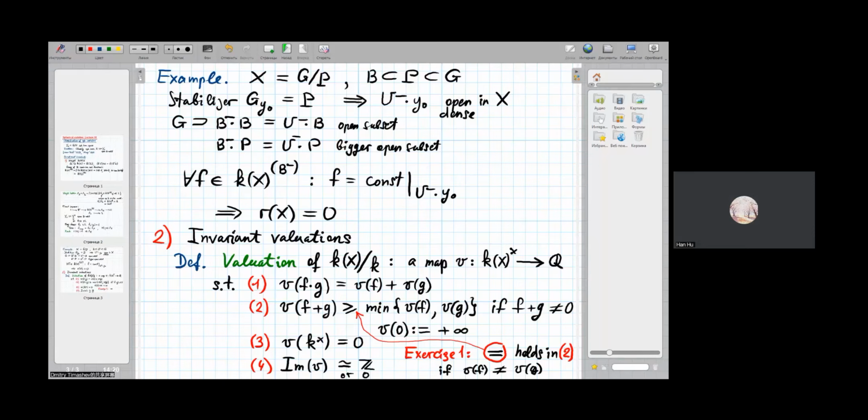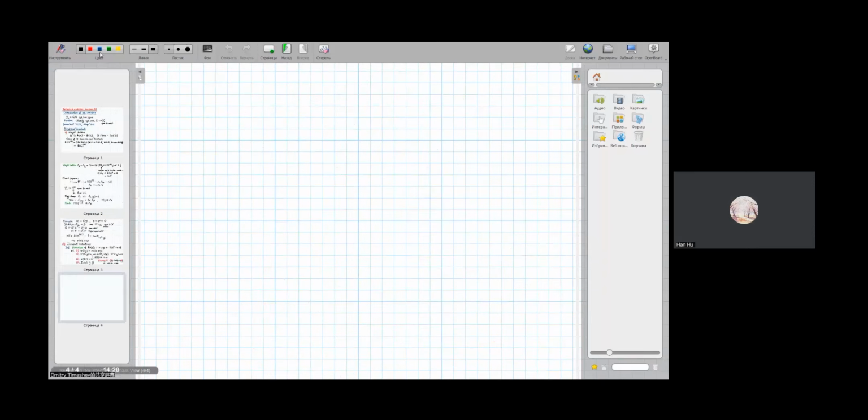This was the definition of evaluation. But what is the main source for evaluations of function fields? The main source for valuations is provided by prime divisors on normal varieties. So let me consider the basic example. Suppose you have a normal variety X. Well, we already assume X is normal, so I will not write it explicitly. And suppose we have a prime divisor D on X.